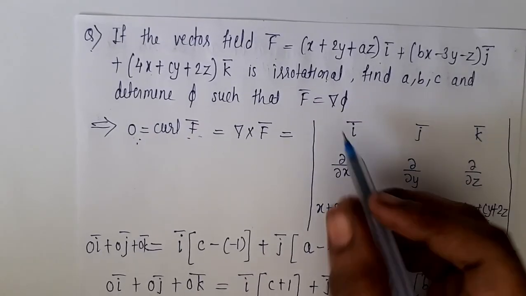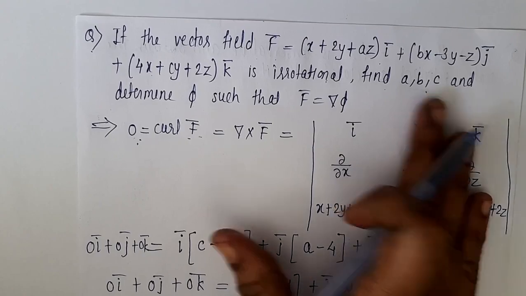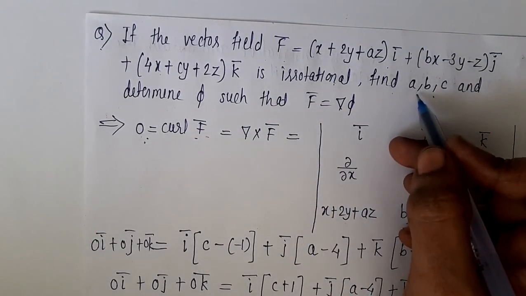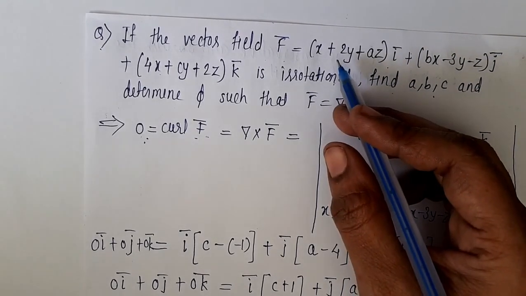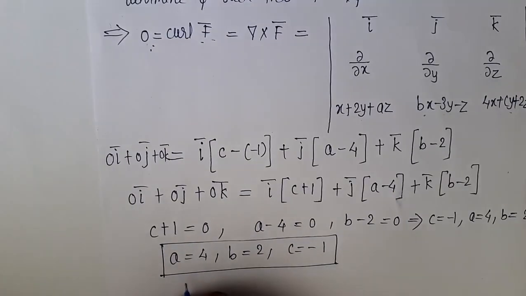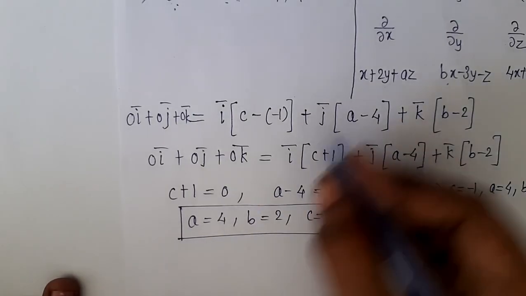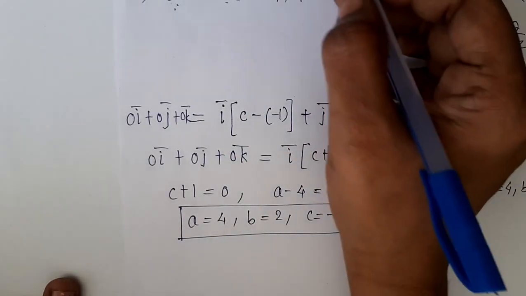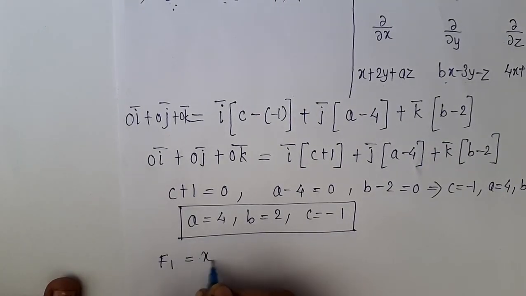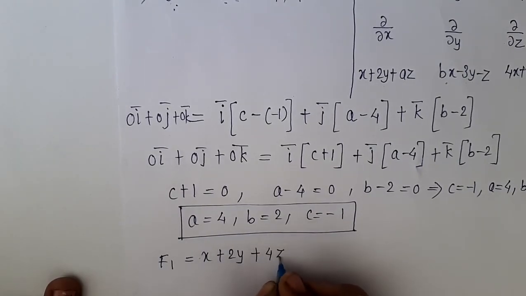Now again read the question properly. Find the values of a, b, c. This is the first question. The second question is determine the value of phi. So after getting these a, b, c values, substitute these values in function F and after that find out phi. So here we have given curl of F is equal to 0. So substituting a, b, c values in F1, F2 and F3. F1 is x plus 2y plus az. A value is 4, so 4z.